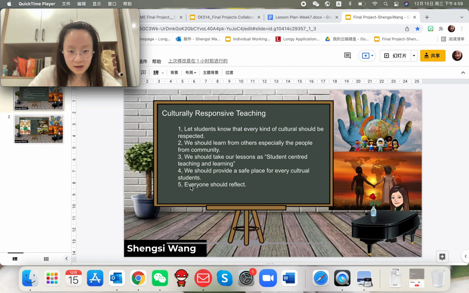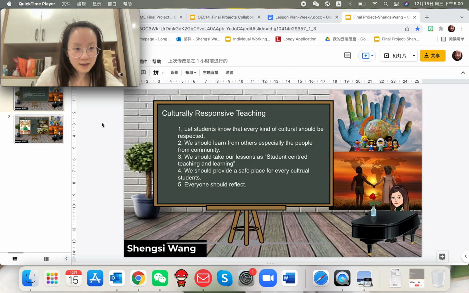And the last one is I think everyone should reflect on themselves. As a teacher, I need to reflect on myself. Do I teach all of the things I need to teach to our students? Do I respect every culture of our students? And our students also need to reflect. For example, do they respect every culture of students in the classroom? And second, do they learn the knowledge the teacher teaches? This is culturally responsive teaching.